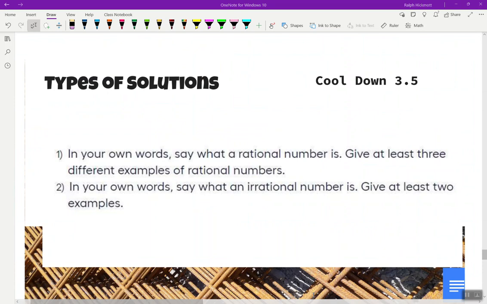All right, so here's your cool down. The teacher is going to pass out a blank sheet of paper. There's some blank sheet of paper at the very front. Don't use the big sheets. Use those half sheets, quarter sheets that I cut up already. Put your name on it and label it cool down 3.5. I want you to answer 2 questions. In your own words, say what a rational number is. Give at least 3 different examples in your own words. Don't copy the notes, please. And question number 2, in your own words, say what an irrational number is. Give at least 2 examples.